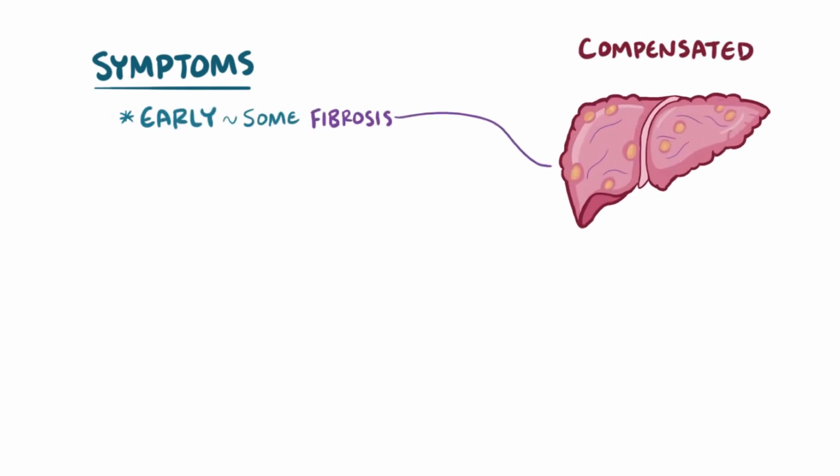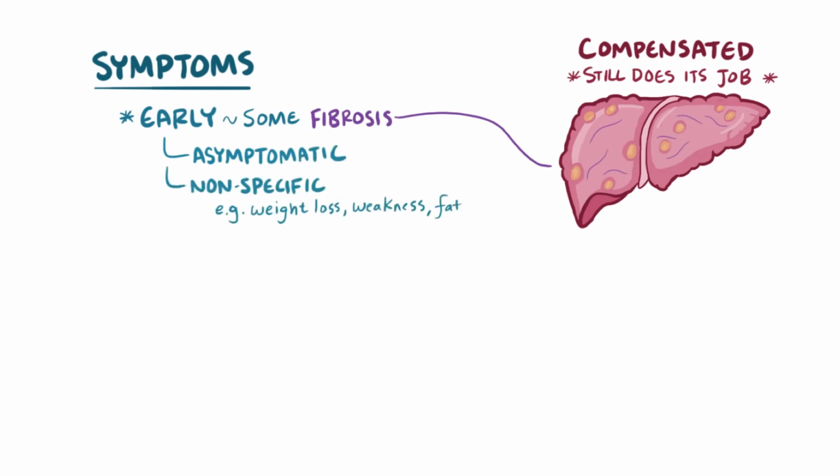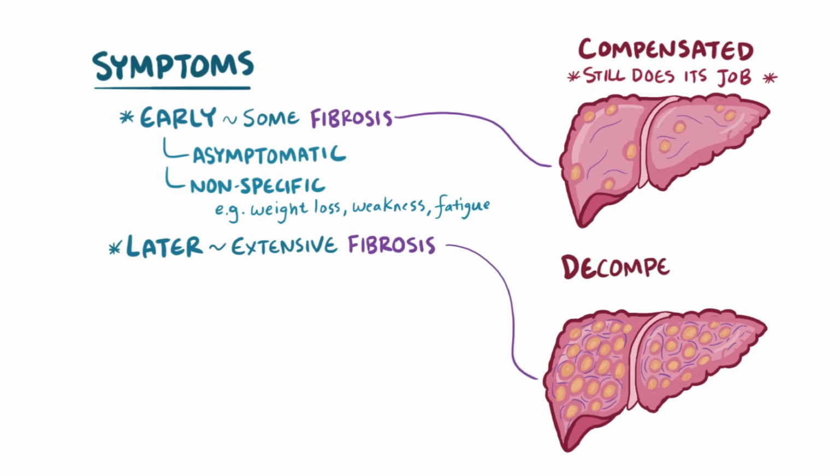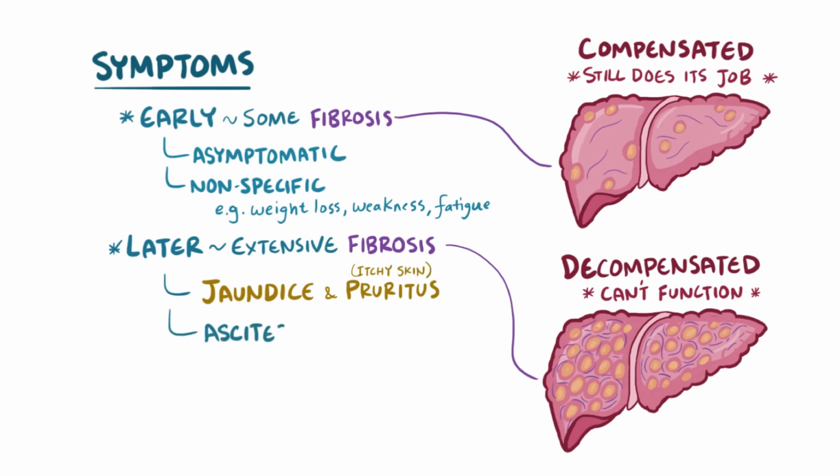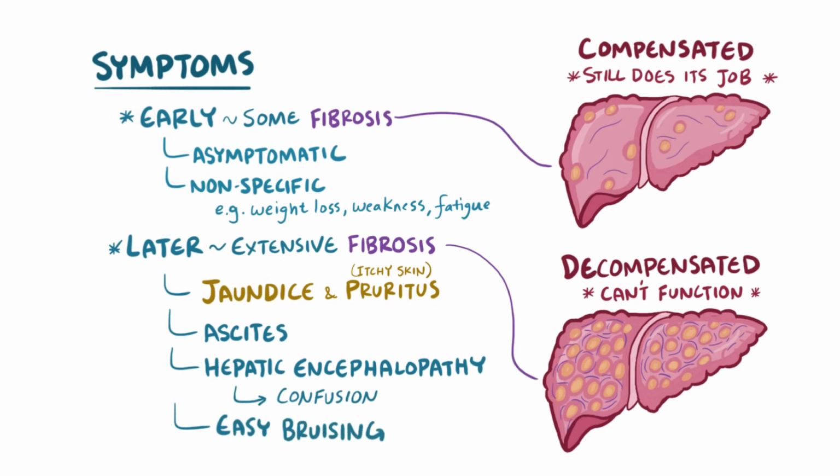So to recap the general symptoms of cirrhosis, early on with a small amount of scarring and fibrosis, we call it compensated cirrhosis, meaning that the liver can still do a lot of its job. In this case, somebody with cirrhosis might not have any symptoms, or they might have nonspecific symptoms like weight loss, weakness, or fatigue. Later on, though, with extensive scarring, the liver progresses to decompensated cirrhosis, and it can't function normally. At this point, a lot of the described symptoms start to develop, like jaundice and pruritus or itchy skin, ascites, hepatic encephalopathy, which can lead to confusion, and easy bruising from low coagulation factors.